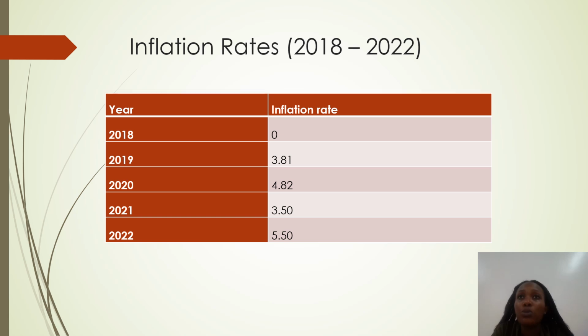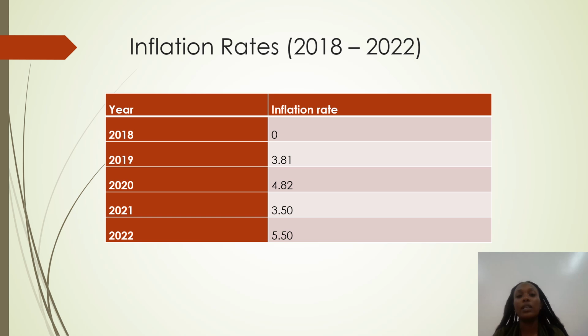It is 0 because we don't have the data for the previous years that we can use to calculate its inflation. But for the year of 2019, you take the CPI for 2019 minus the CPI for 2018 over the CPI of 2018 times 100, and you get the inflation.